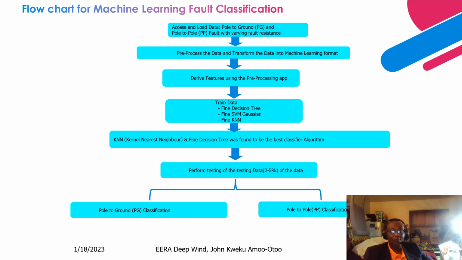Basically, that is the fine decision tree, the fine Gaussian SVM, and the fine KNN. Out of that, the KNN and the fine decision tree were found to be the best classifier algorithms. So from there, I performed a test on 2 to 5% of the data. Then based on that, I'm able to classify authentic pole-to-ground classification and pole-to-pole classification.